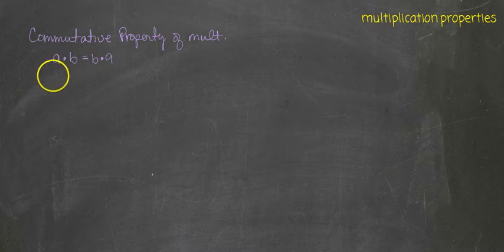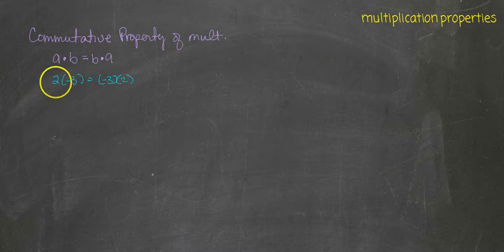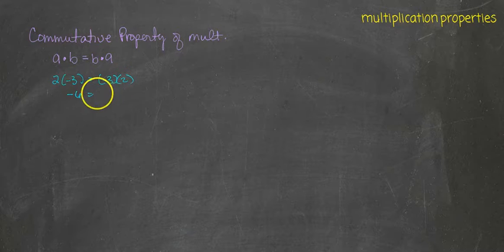And an example of that would be 2 times negative 3. According to the property, that would be the same thing as negative 3 times 2. So let's see, 2 times negative 3 is negative 6, and on the other side, negative 3 times 2 is negative 6, and the property holds.